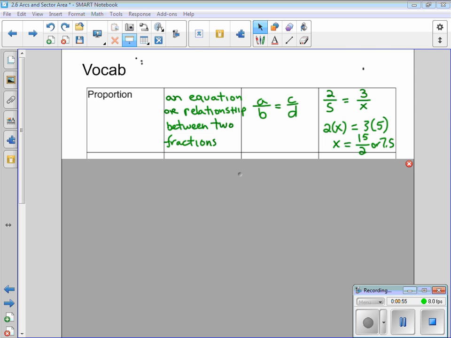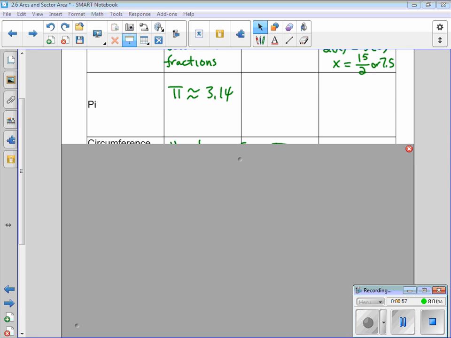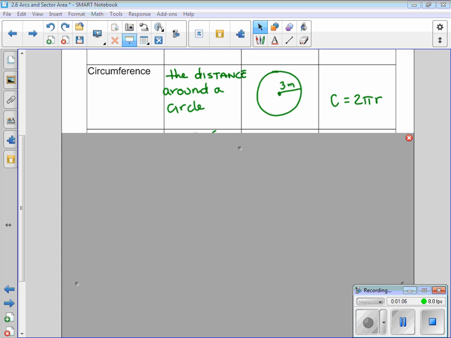Let's look at the next. Cool, just a reminder of pi. Pi is 3.14. At any point, put me on pause, write this stuff down if I get too fast, too far ahead of you. Circumference. Circumference is defined as the distance around a circle. So here's a circle with a radius of 3 meters. Basically, circumference equals 2 pi times r.